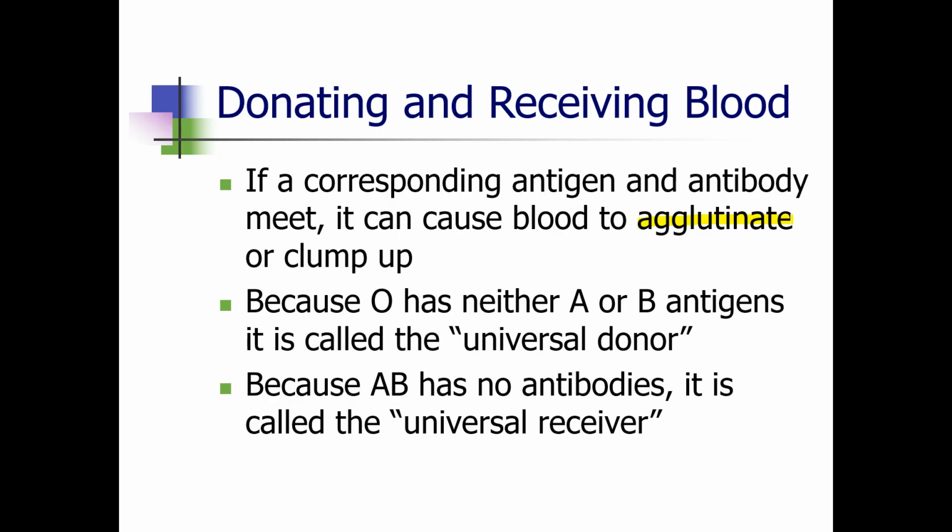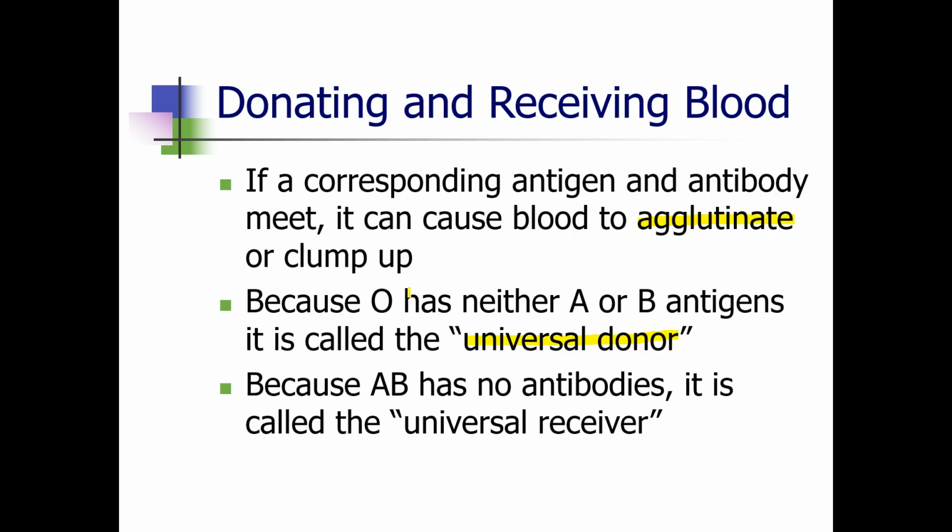This is actually how we determine our blood type: we add antibodies to our blood to see what happens, to see if they clump up. And so O doesn't have either antigen, and this is why we can give O to anyone. Now technically it's O negative.